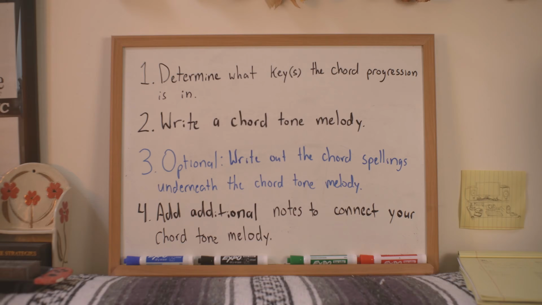Step 4. Add additional notes to connect your guide tone melody. So very broadly, there are 2 categories of notes that you can put over a chord in your melody. Chord tones and non-chord tones. Chord tones are the very obvious ones, the ones I talked about earlier. So your root, 3rd, 5th, and 7th. These work great for having very consonant, very pleasant sounding things.